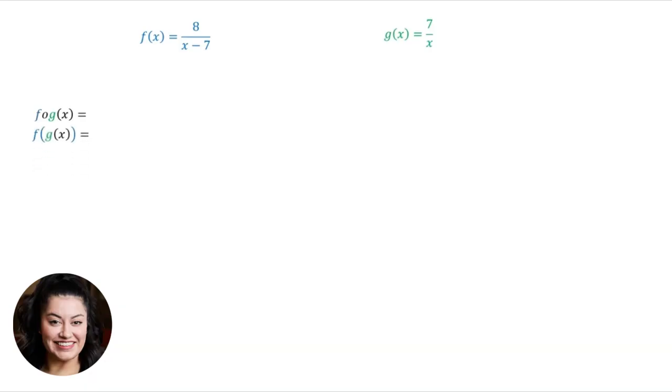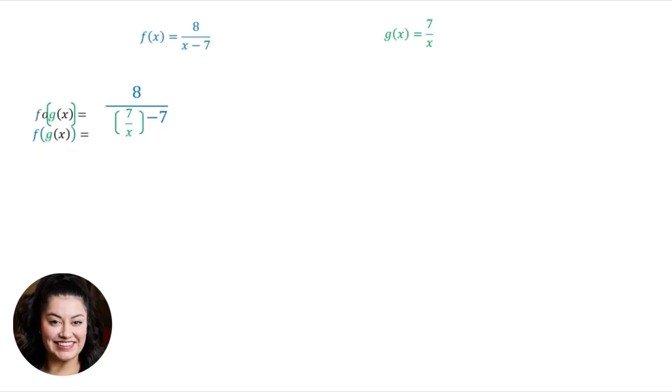I like to read these composite functions back to front. I'll go ahead and put some parentheses around my back function, the g of x, and just write what g of x is, 7 divided by x, and put some parentheses around it. I'll work my f function around this g function, and f is saying 8 divided by x minus 7. And just remember that our g function is replacing our x value for f.